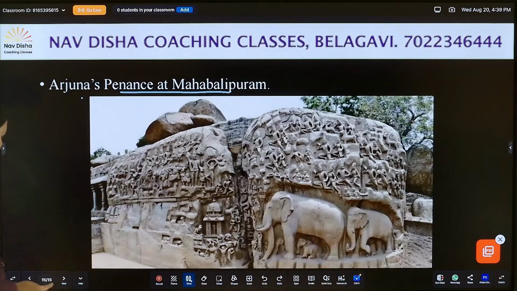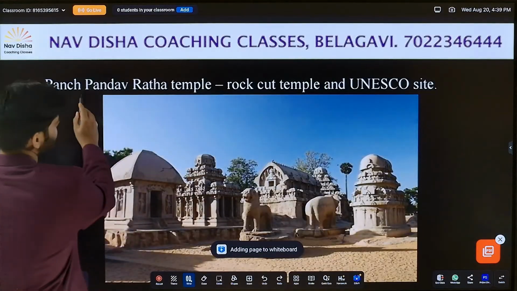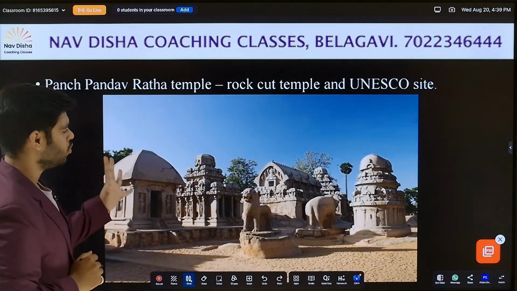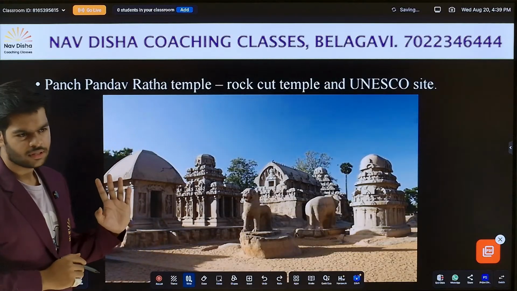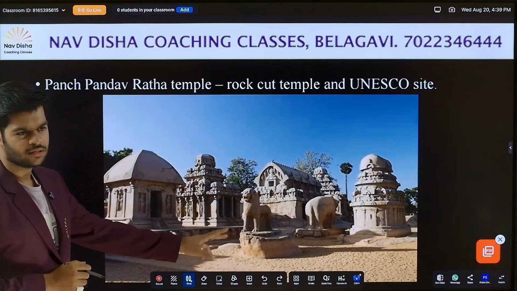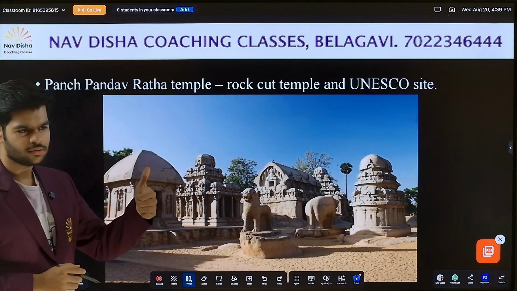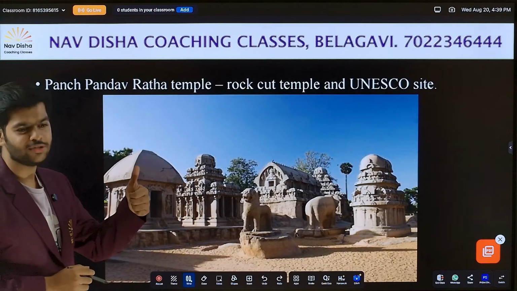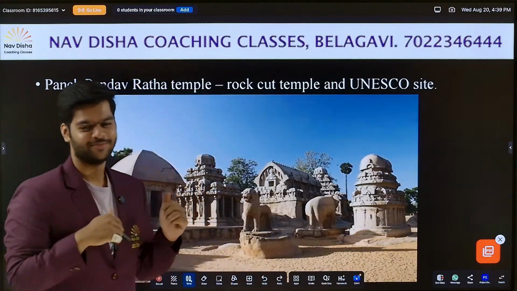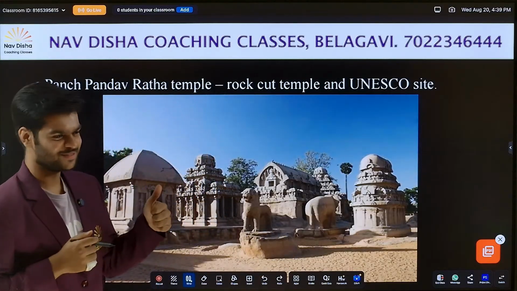Done? Next. Panch Pandava Ratha temple, rock cut temple and UNESCO site. So 5 Pandavas were there, so 5 temples are there. But one temple is for, who is first? Dhritarashtra. No, Yudhishthira, okay. Dhritarashtra is Kaurava. Okay. Yudhishthira first.